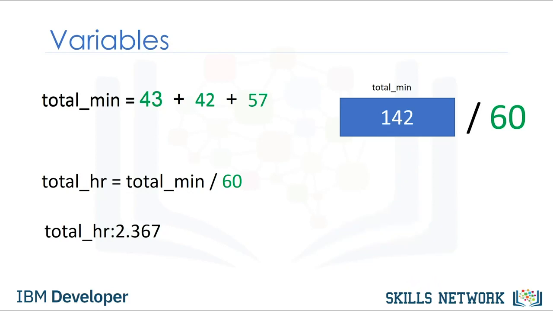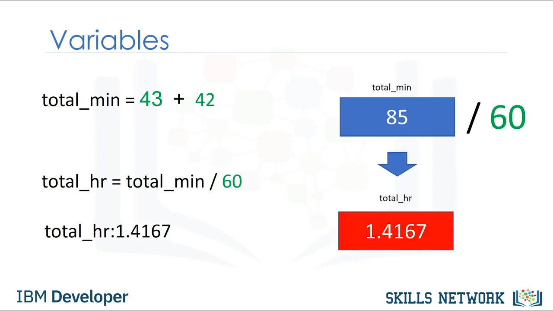If we modify the value of the first variable, the value of the variable will change. The final result values change accordingly, but we do not have to modify the rest of the code.